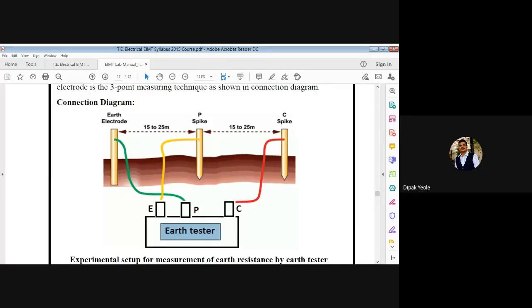Same concept, same fundamental is applicable here also. The earth resistance produces some amount of voltage.